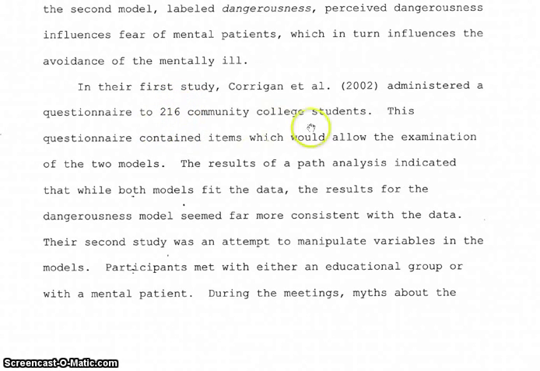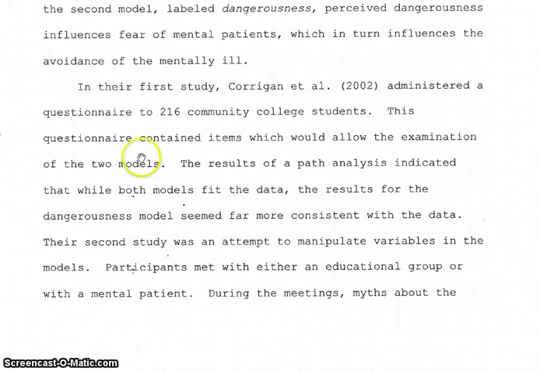We know it was 216 community college students. That doesn't tell us everything about the participants, but at least we do have some understanding of the scope of the study. This questionnaire contained items which would allow the examination of the two models. Okay, so it would be helpful to see this questionnaire, or a critical reader more than likely is going to want to at least see some sample questions from the questionnaire.